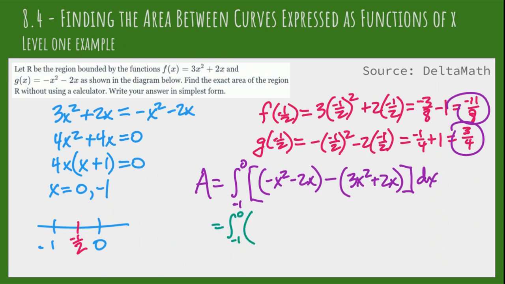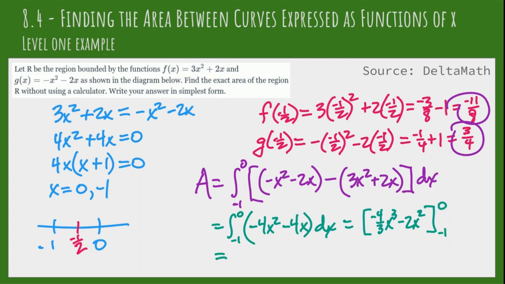Now that we have this set up, before I take the antiderivative, I want to do a little simplifying. So this is going to equal the integral from negative 1 to 0 of negative 4x squared, and then negative 2x minus 2x is minus 4x, with respect to x. To evaluate that, we're going to take the antiderivative. So it's going to be negative 4/3 x cubed minus 2x squared, using the reverse power rule, and evaluating that from negative 1 to 0.